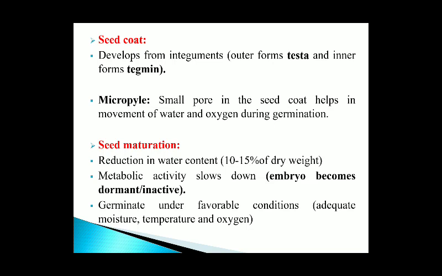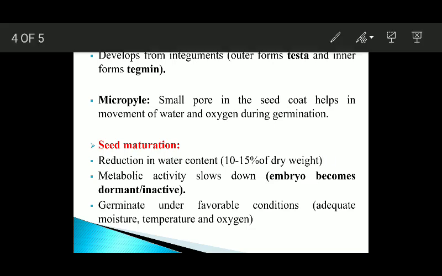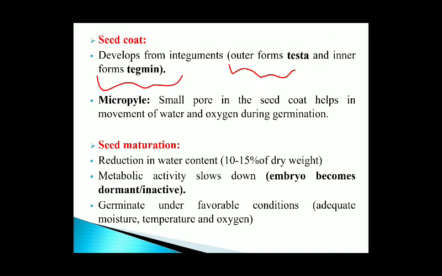Now the seed coats. The seed coats are the outermost protective coverings. They develop from the integuments. The outer seed coat forms the testa. It is known as testa. And the inner one is known as tegmen. So you can say that the outer integument forms testa, and the inner integument of the ovule forms the tegmen.